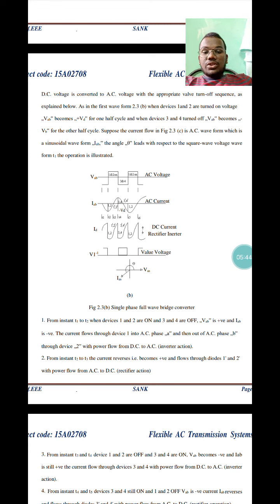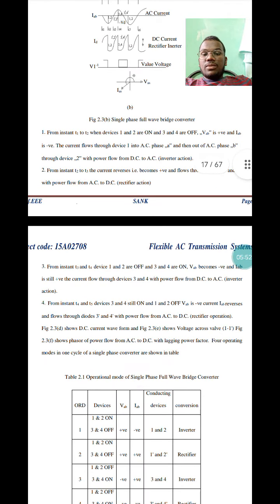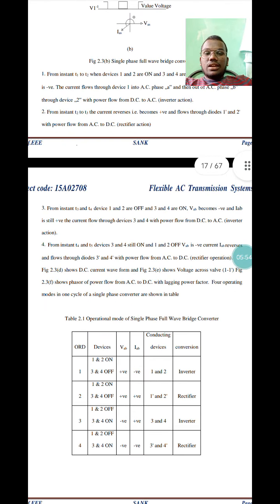From instant T2, the current reverses, it becomes positive and flows through diodes 1 and 2, with the power flow AC to DC. From instant T3 to T4, devices 1 and 2 are off and 3 and 4 are on. VAB becomes negative and IAB is still positive.